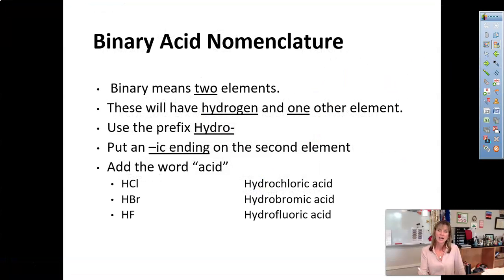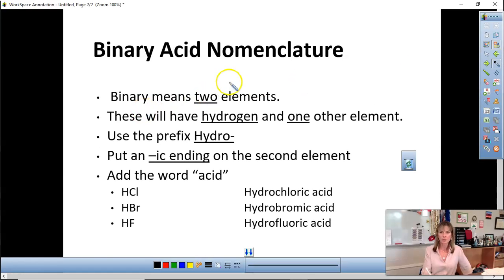Binary acid nomenclature. Binary, remember, means two. A binary acid will have just two elements. So it'll be a hydrogen and one other element. The prefix that you'll use when you're naming these binary acids is the prefix hydro. So you see it right here. You'll put an ic on the end of the second element. So sounds complicated, not really so much.